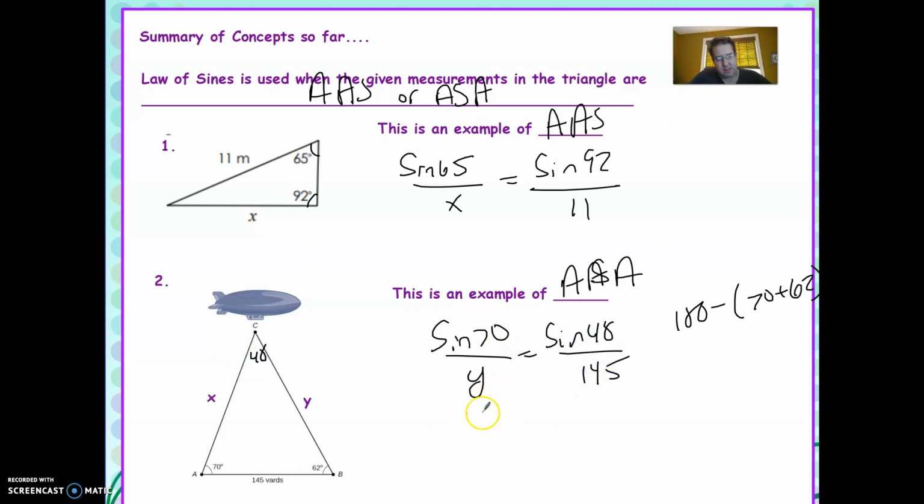Now I can find side y. And then I would do the exact same thing with the other angle. So if I want to find x, I would do sine of 62 over x equals sine of 48 over 145. Cross multiply, divide by the third one, and voila. All right.